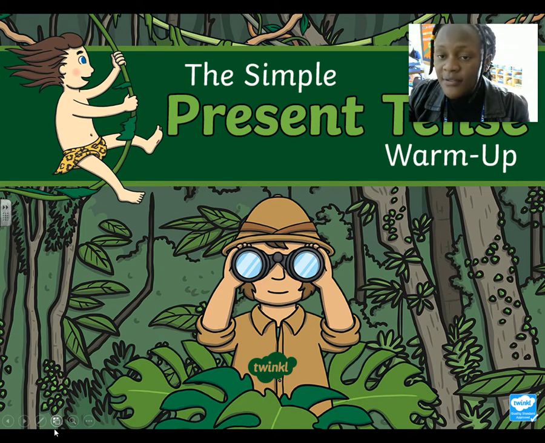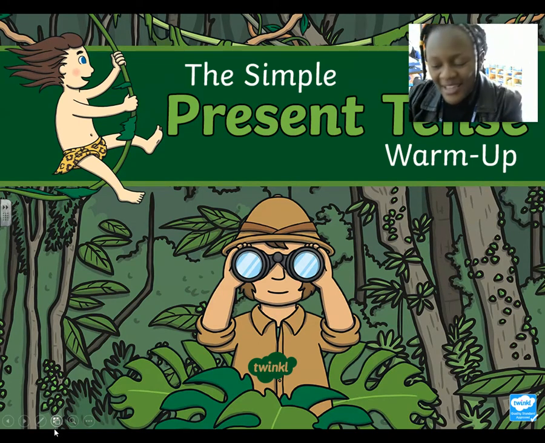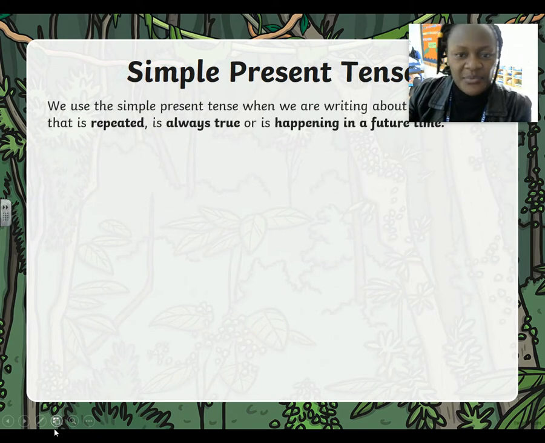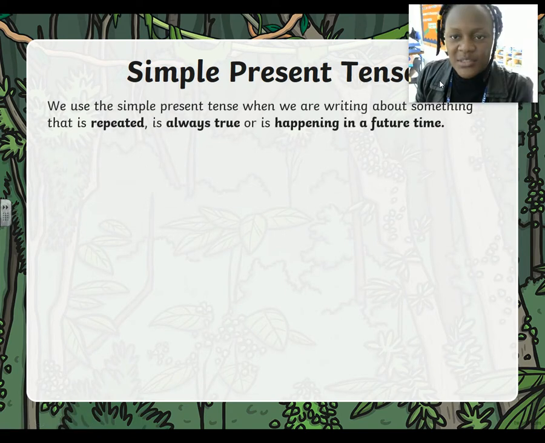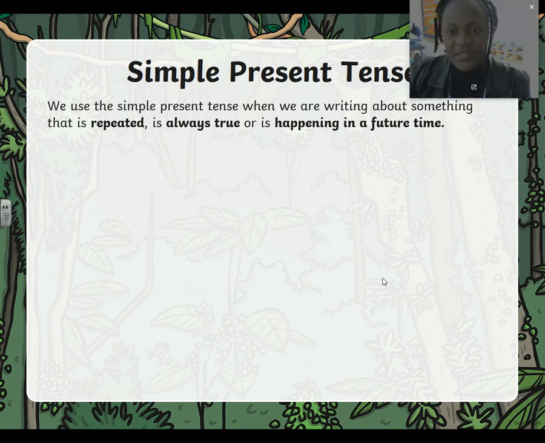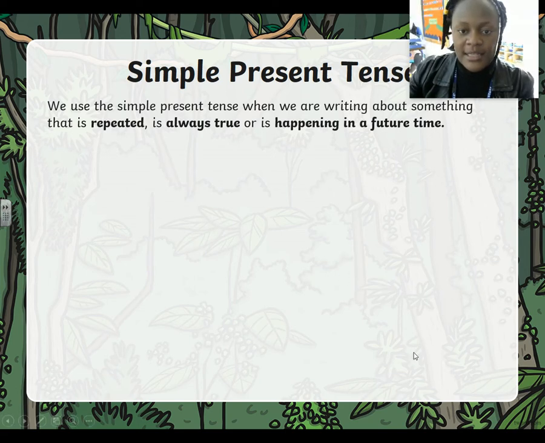When we add s and es to action words, we call that the simple present tense. Okay, let's go on and look at some words. We use this when we are writing about something that is repeated, something that is always true, or something that's happening in a future time. Okay, so let's have a look at that.